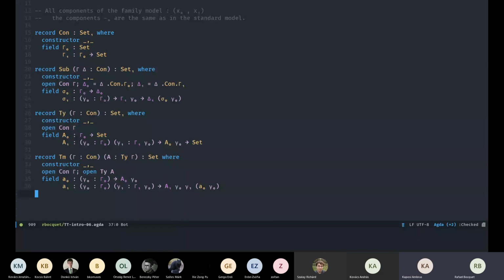There's a question. Sorry, maybe it's helpful for intuition to think about sets and predicates. Because then you can say that maybe functions respect the predicate.